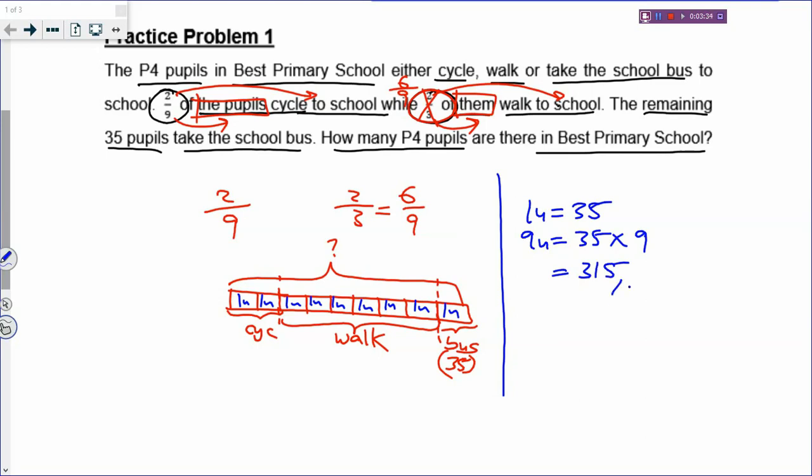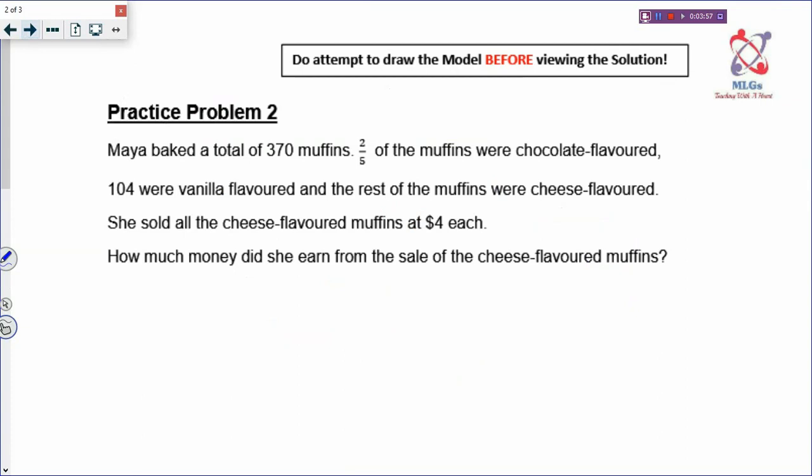So you can see the steps are very few. When you draw the model out, the advantage of drawing the model is you can solve faster, and also you have fewer steps. Usually you have fewer steps. Okay, so that's how you work out the answer. So 9 units will be 35 times 9. Alright, so let's go on to the next question, and let's interpret the fraction.